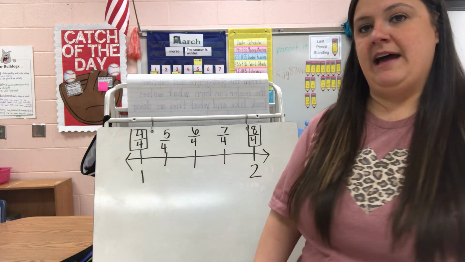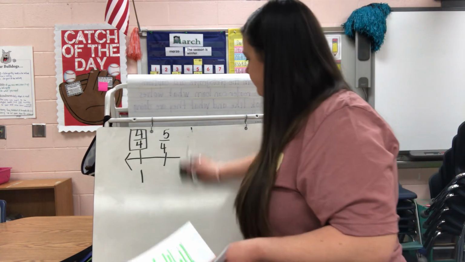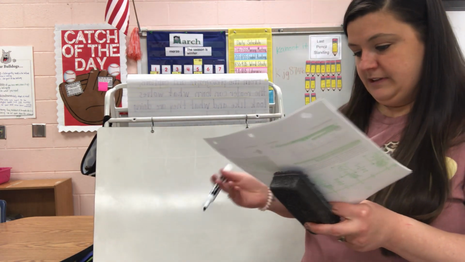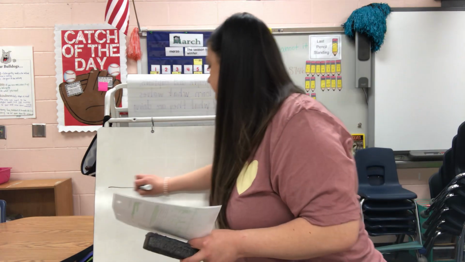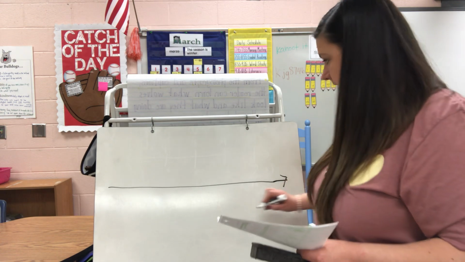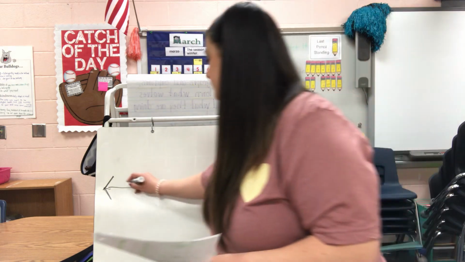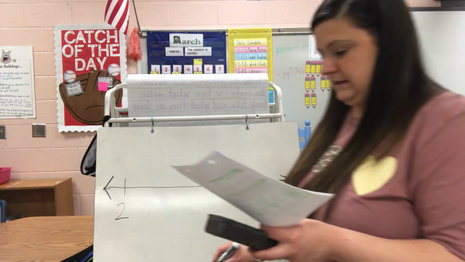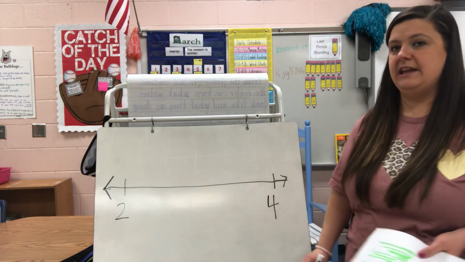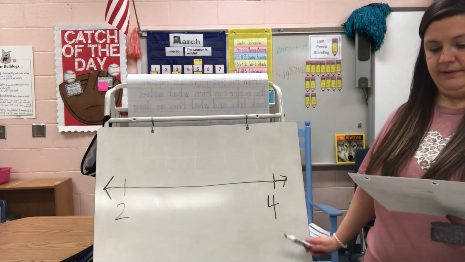Let's draw another number line. I'm going to erase mine, but you can just draw yours underneath on your notebook paper. We're going to draw another number line. We're going to do arrows on the ends again. We're going to start at 2, end at 4. So draw your number line just like mine. We're starting at the whole number 2 and ending at the whole number 4.